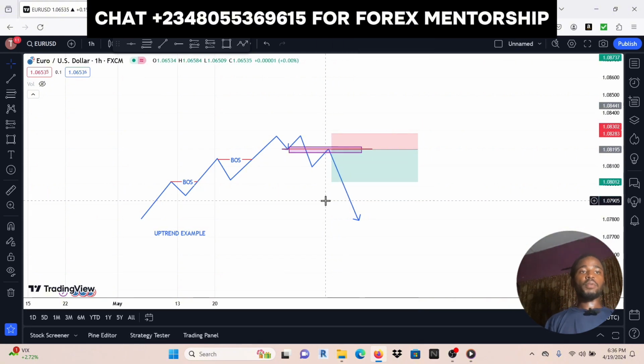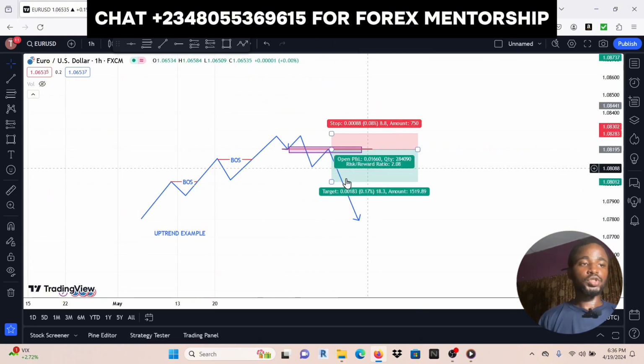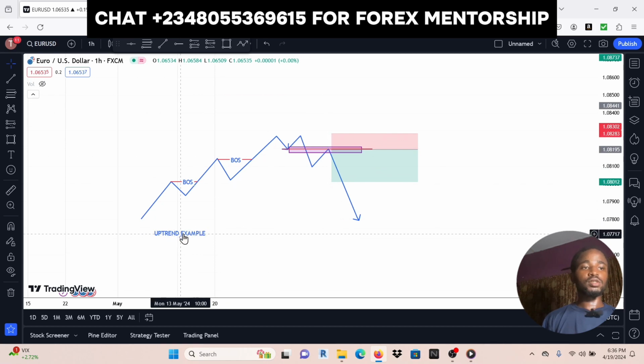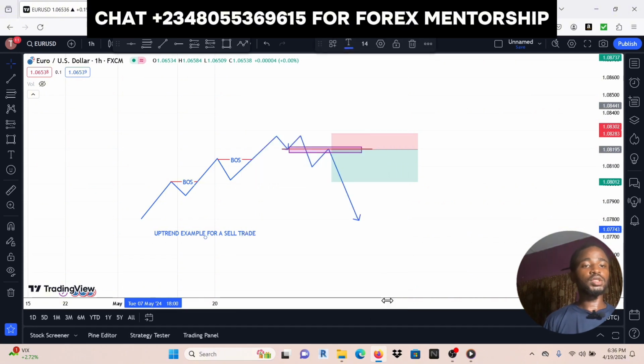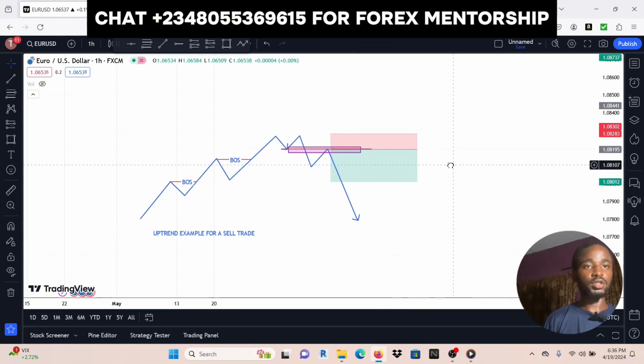So this is a proper 1:2 risk reward ratio with an option example that gives you a sell trade. So let me edit this. This is your option example for a sell trade. If you're still watching this video, it means you're already gaining a lot. I'll be showing you the down trade example for a buy trade shortly.